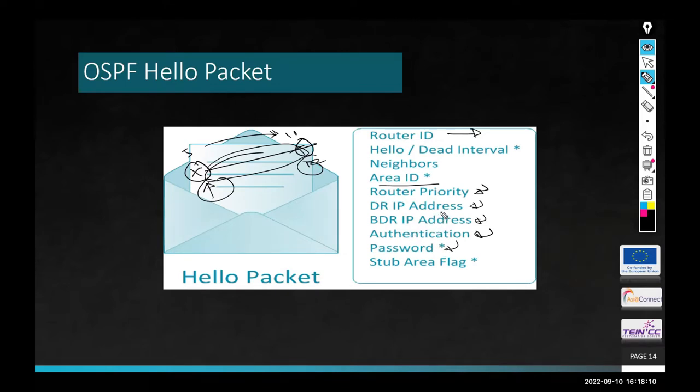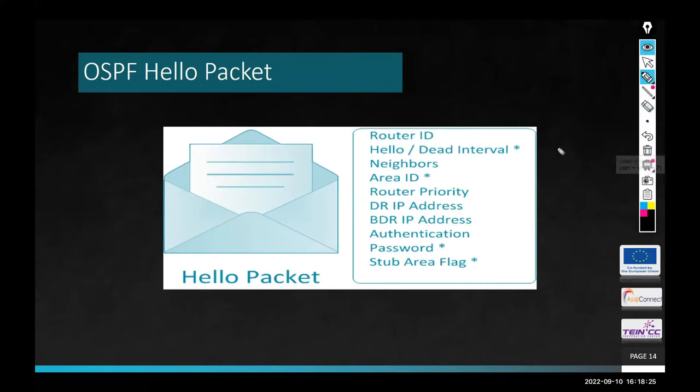Stub area flags also. OSPF has different types of areas, and both routers have to agree on the same type of stub area flags. If all these things are matching, like the hello and dead interval, area ID, password and stub area flags, then the neighbor adjacency will establish. So this is the hello packet of OSPF.